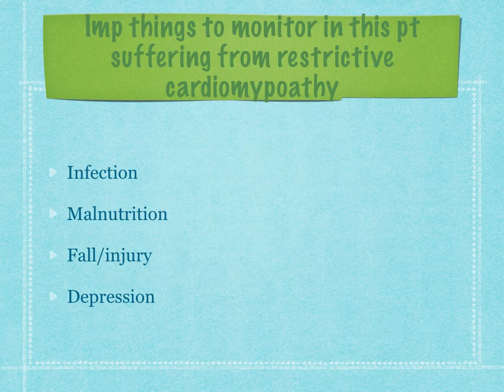Important things to monitor in the patient who is suffering from restrictive cardiomyopathy will be infection, malnutrition, fall, injury, and depression. Depression, you all know, is because patient will have problem coping with the disease. Fall there because they'll be weak, dizzy. Malnutrition because they have so much shortness of breath, they are struggling to keep pace in their life, with periods of activities and rest. Their appetite reduces, and there is always chance of infection because their immune system goes down with these kind of diseases.